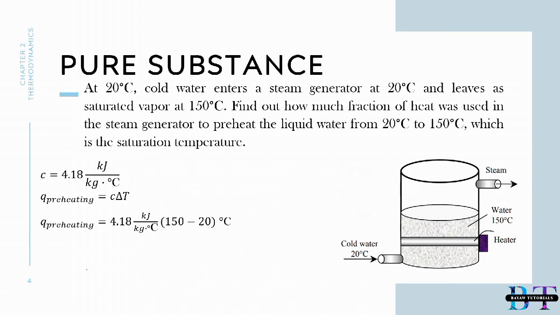Now, let's multiply 4.18 kilojoules per kilogram Celsius by 150 minus 20 degrees Celsius. Calculating that, we'll have a value of 543.4 kilojoules per kilogram for our Q preheating.